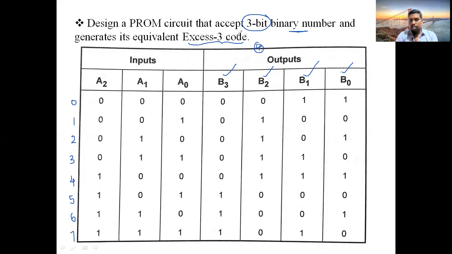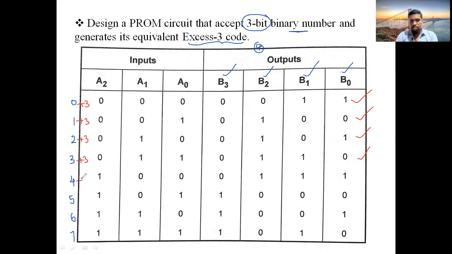Now what I should do, I should write the XS3 values. What is XS3? Adding 3 to each and every number. 0 plus 3 is equal to 3. The binary format of 3 is 0, 0, 1, 1. Next, the XS3 value of 1 means 1 plus 3, 4. What is the binary value of 4? 0, 1, 0, 0. Next, what is the XS3 value for 2? 2 plus 3 means 5. So 0, 1, 0, 1. Next, what is the XS3 value for 3? 3 plus 3 is equal to 6. So 0, 1, 1, 0.